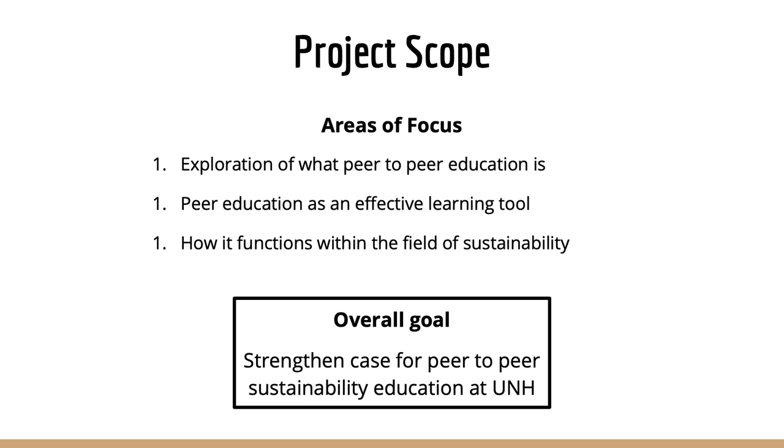Our project scope just gives an overview of our project as a whole. So we explored what peer education is in order to better understand what it looks like and what its main characteristics are. We also looked at how peer education can be used as an effective learning tool and how it functions within the field of sustainability. And our overall goal was to strengthen the case for peer-to-peer sustainability education at the University of New Hampshire to demonstrate that peer education can be used to promote sustainable efforts and causes.